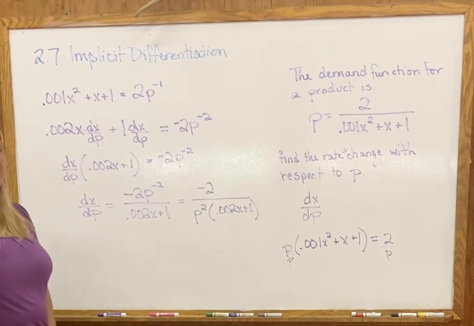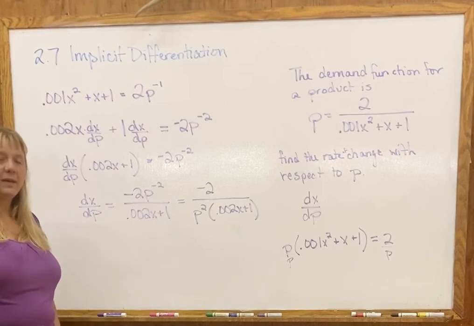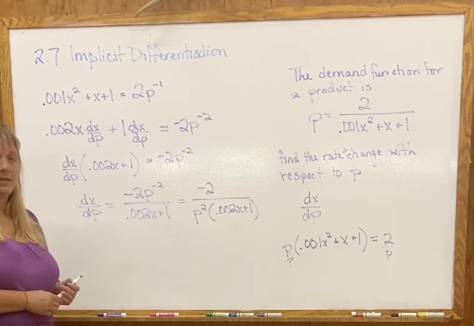Okay, so the idea is to practice with 2.7, get into the implicit differentiation because 2.8 can be a doozy, okay? Really, 2.8 is the big one.